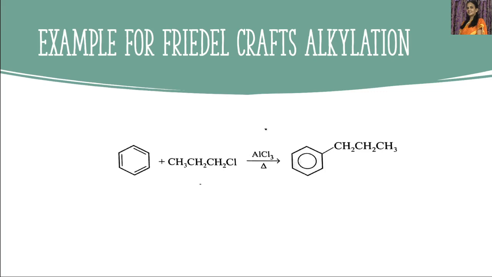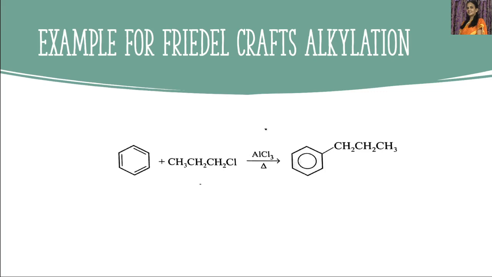Benzene is treated with n-propyl chloride in presence of AlCl3, that is Lewis acid, as a catalyst. Then this alkyl group gets attached to one of the carbon atoms. See, here n-propyl benzene is produced as a product. The other product is H from this carbon of benzene and this Cl in the form of HCl. This is one simple example for Friedel-Crafts alkylation.